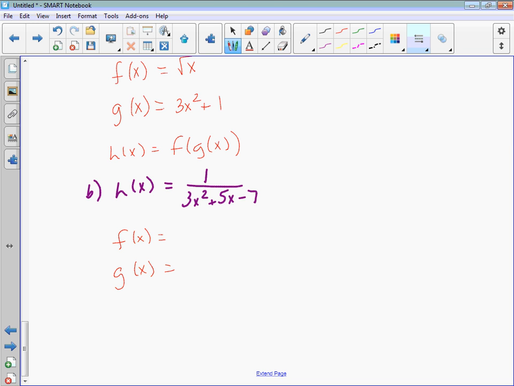All right, so what's f of x going to be? 1 over x. And g of x? Okay. Easy. Yes. We've got a little more to do, guys. I know we're running out of time. We just have like 2 more examples, okay?